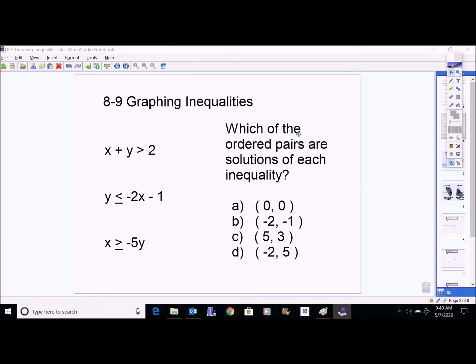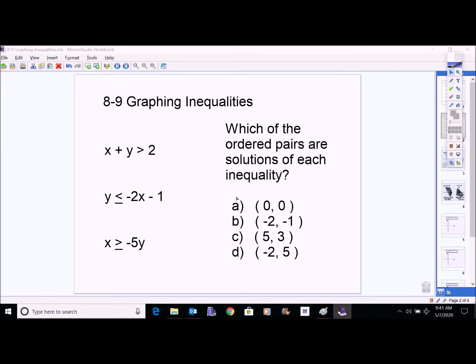But before that, we have to get the idea that there are millions and millions. There's actually an infinite number of solutions for each one of these inequalities. Well, what is a solution to an inequality? A solution to an inequality is an x value and a y value that when you plug it into the inequality is going to show itself to be true. Now, that being said, there are an infinite number of solutions, but there are also an infinite number of ordered pairs that are not solutions.